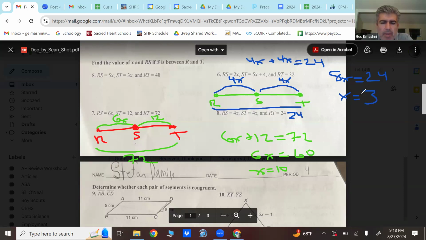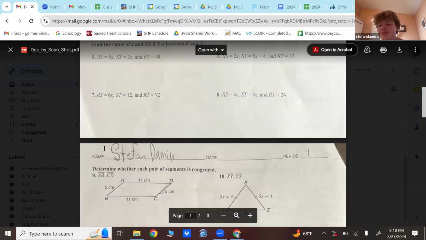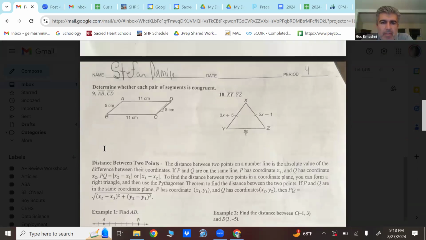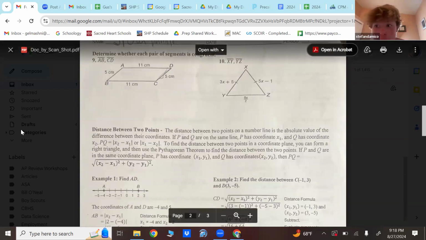Are you allowed to use a calculator in your math class? Yeah. And how do you like your teacher this year? Better than last year. That's good. Okay. I heard the class isn't the hardest, compared to the other geometry teachers.